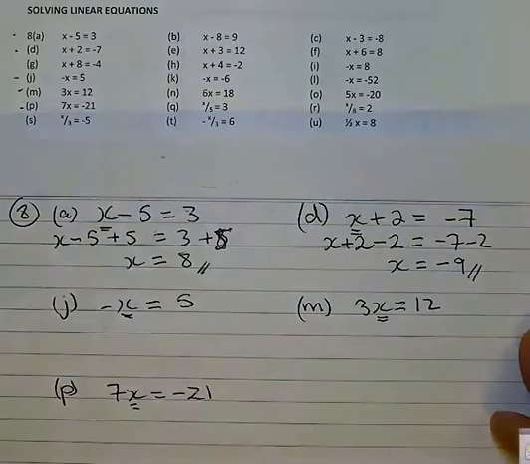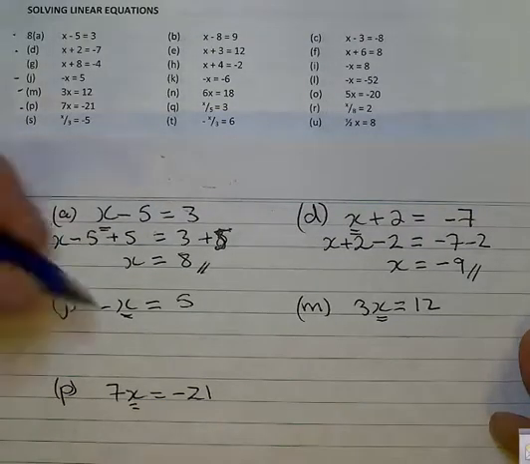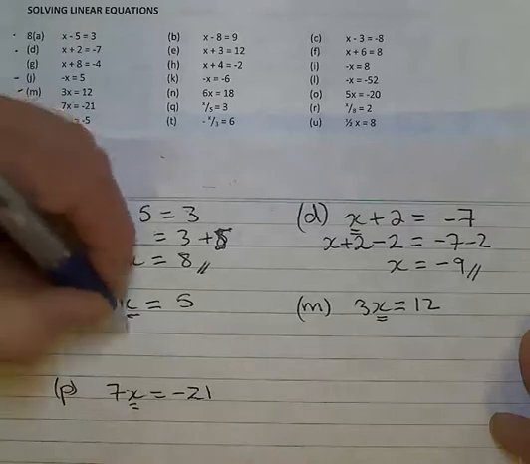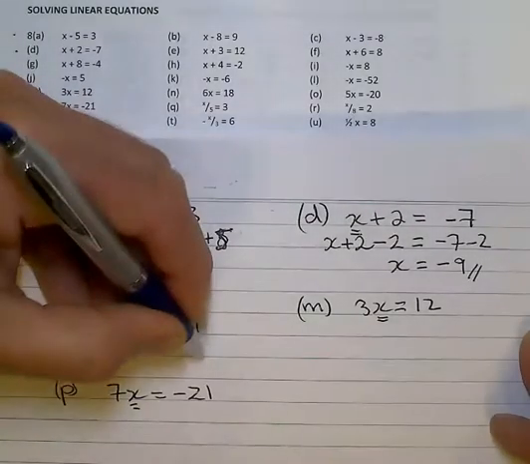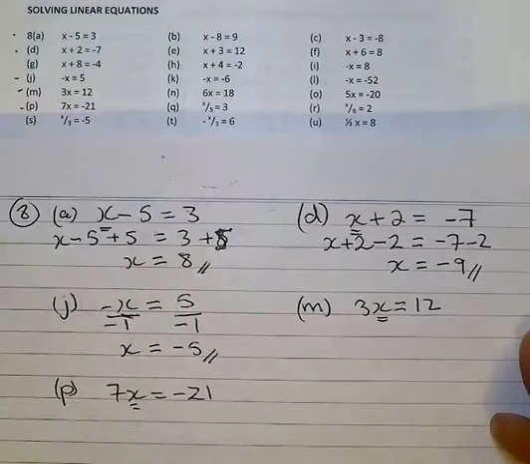In J, I'm really after what the opposite of -x is. If you like, I can divide both sides by -1, and x is equal to -5. In M, a question like this, if you ask yourself, what do I multiply 3 by to get 12? You'd say 4.